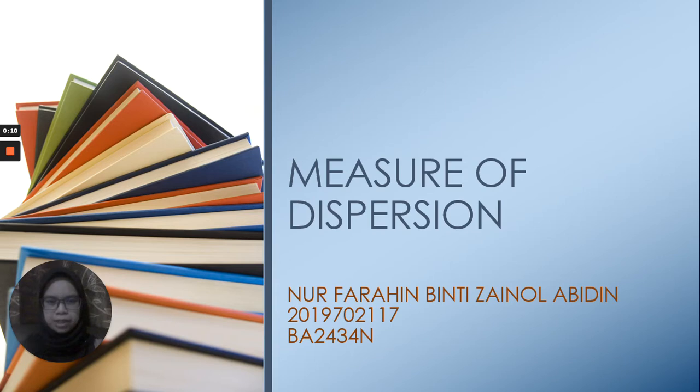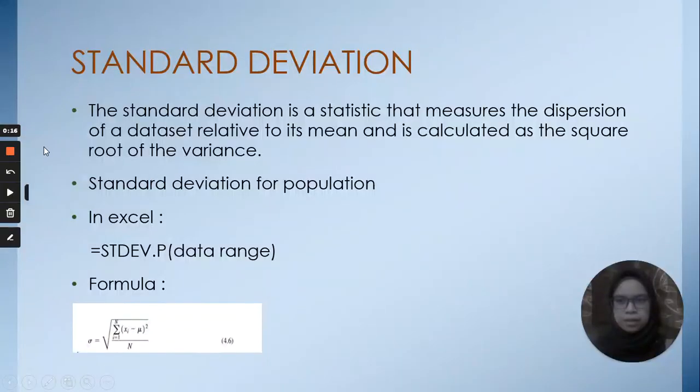Today, I would like to explain about measure of dispersion. First, we need to know what is standard deviation. Standard deviation is a statistic that measures the dispersion of a data set relative to its mean and is calculated as the square root of the variance. There are two types of standard deviation, which is population and sample.